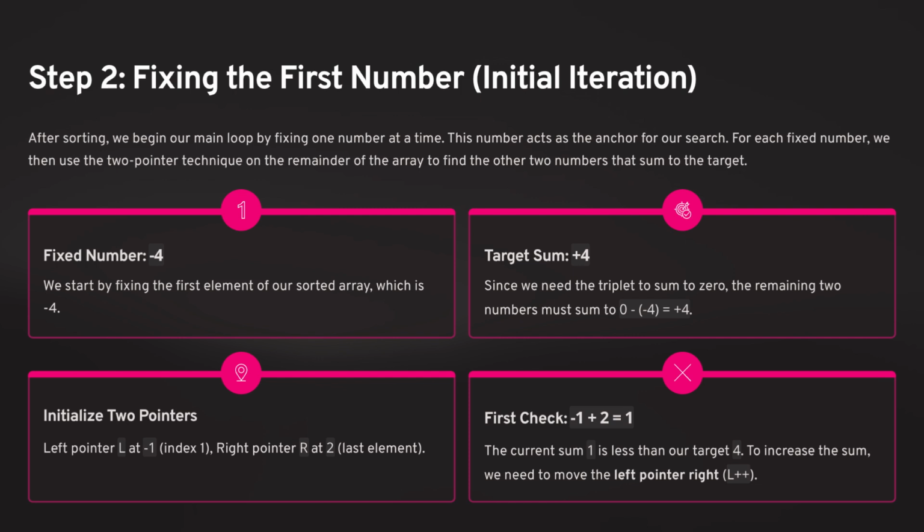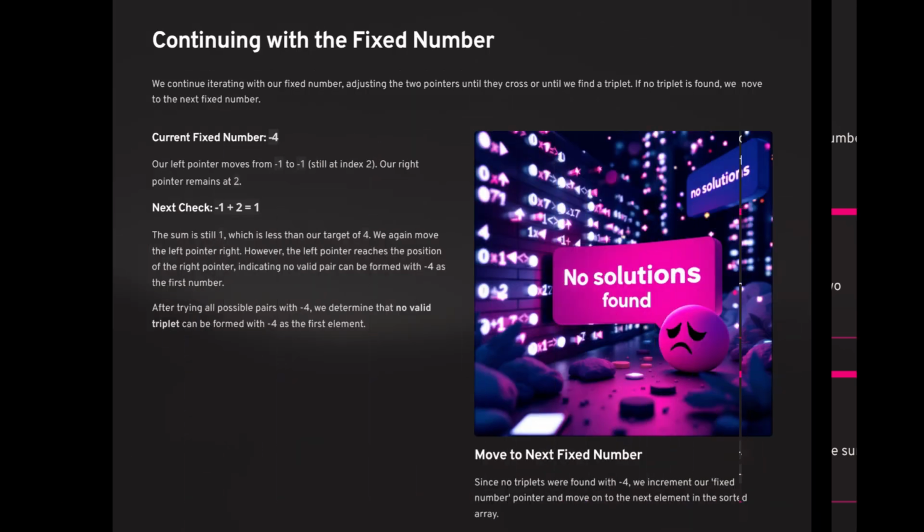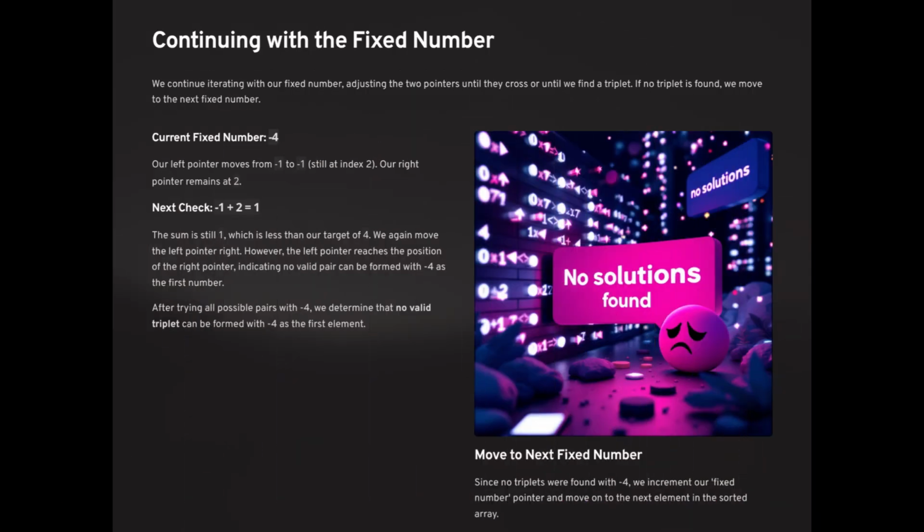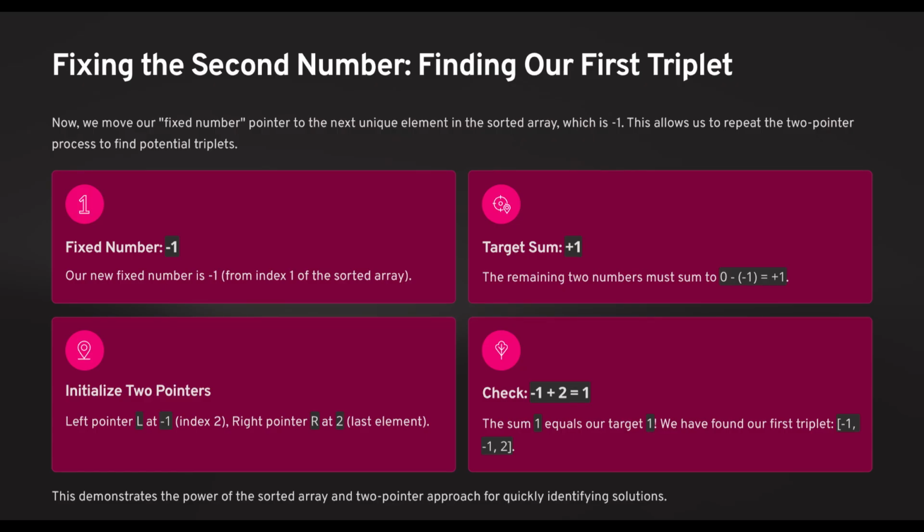Now we will fix one number at a time and search for two other numbers that complete the sum to 0. We start by fixing the first number as -4. To make the total sum 0, the remaining two numbers must add up to +4. We place one pointer at the start of the remaining array and another at the end. We test different pairs using the two pointers. Every possible combination with -4 results in a sum less than 4, so no valid triplet is found here.